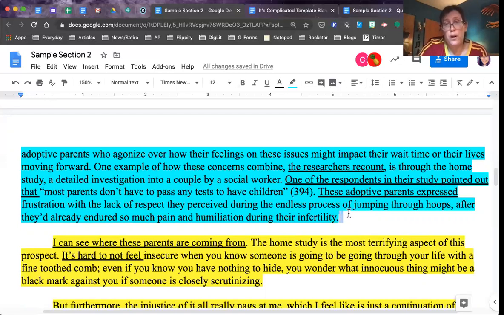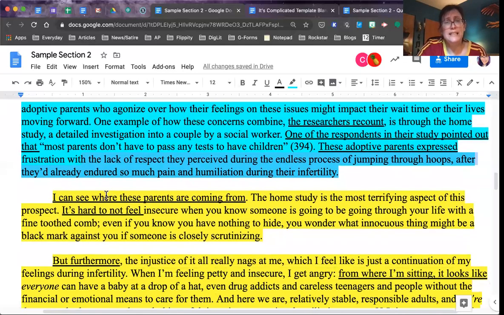My I say, where I respond to this idea of being frustrated with the lack of respect and these extra challenges, is I can see where these parents are coming from. The home study is the most terrifying aspect of this prospect. It's hard to not feel insecure when you know someone is going to be going through your life with a fine-tooth comb. Even if you know you have nothing to hide, you wonder what innocuous thing might be a black mark against you if someone is closely scrutinizing.